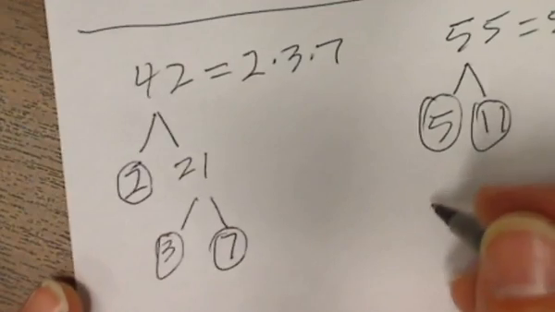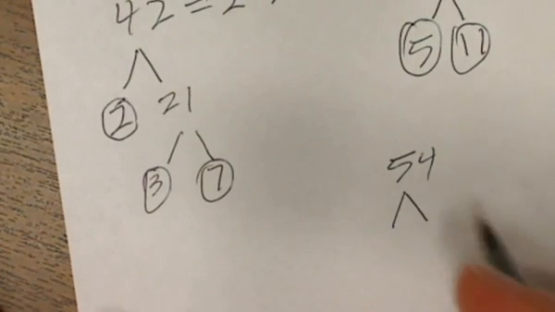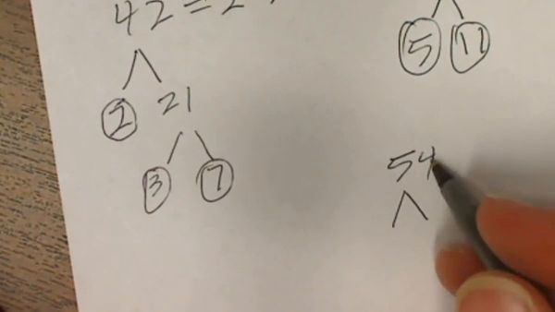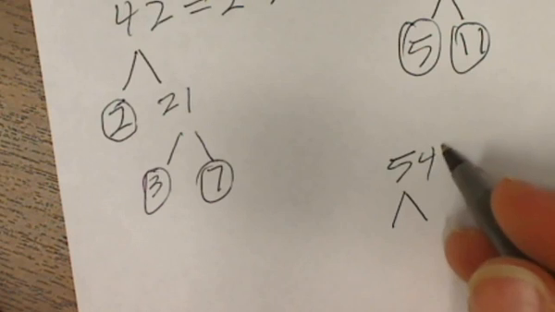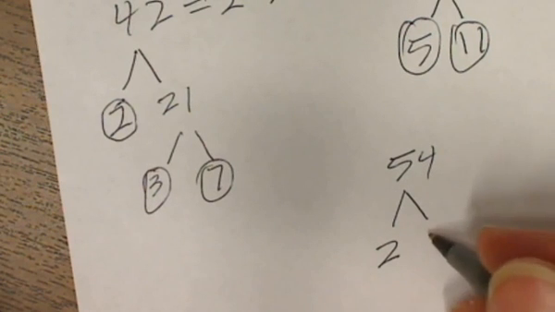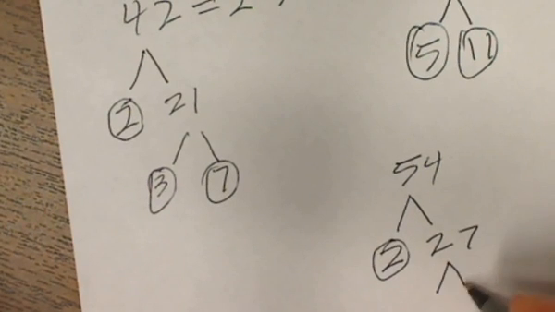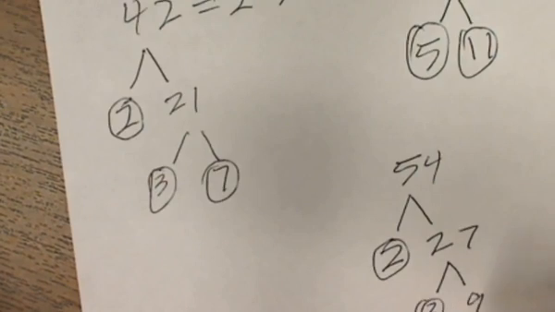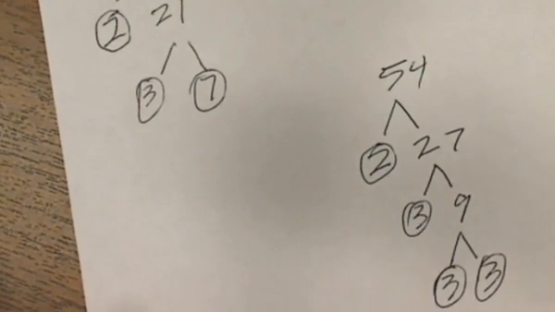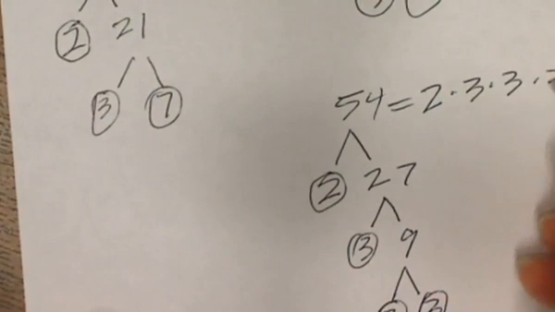54 has a few more factors. This will be a little bit longer. 54. Anything you can think of that goes into 54. Do you think of 9? 6 times 9 is 54. Do you think of 2? Maybe you think of 2 because 54 is even. So we divide 54 by 2. You have to do long division maybe, but 2 times 27 is 54. 2 is prime. 27 is 3 times 9. 3 is prime. 9 is 3 times 3. And those are prime. So 54 equals 2 times 3 times 3 times 3.